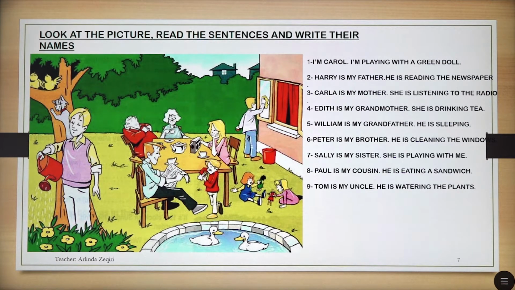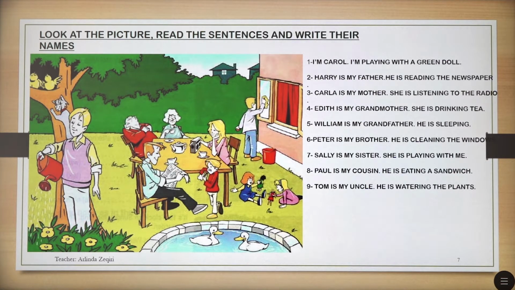4, Edith is my grandmother. She is drinking tea. So let's see. Okay, we found Edith. She's next to the table drinking tea. 5. William is my grandfather. He is sleeping. Let's see who is sleeping in the picture. Okay, we found him. He is next to Edith and he is sleeping on the chair.